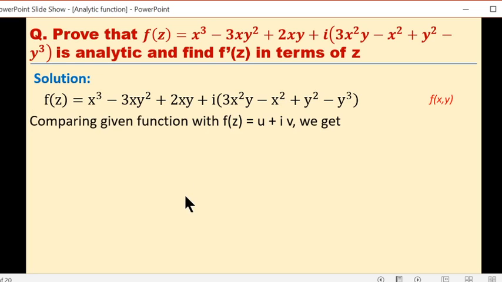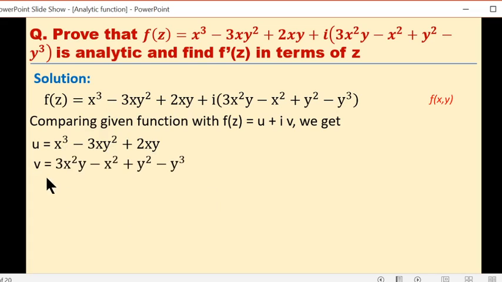So let us find them first. Comparing the given function with f of z equal to u plus iv, we get u is the real part, that is the part which does not contain i. It is x cube minus 3xy square plus 2xy, and v is the imaginary part, the part which is multiplied with i. It is 3x square y minus x square plus y square minus y cube. So this is the first thing we do. We get the real part and the imaginary part of the given function.